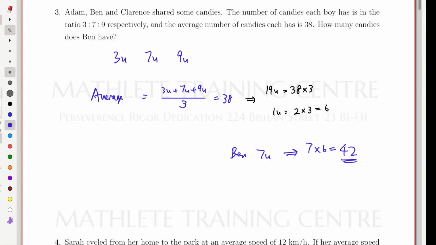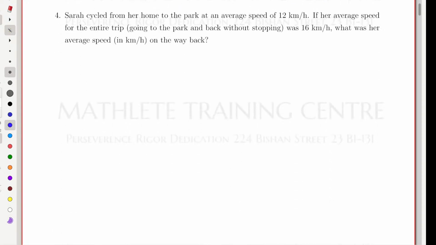Okay, let's move on to the next question. Question number 4. Sarah cycled from her home to the park at an average speed of 12 km per hour. If her average speed for the entire trip going to the park and back without stopping was 16 km per hour, what was her average speed on the way back?